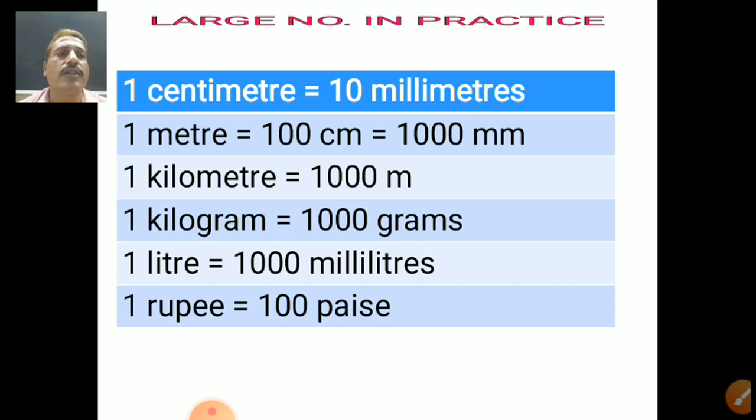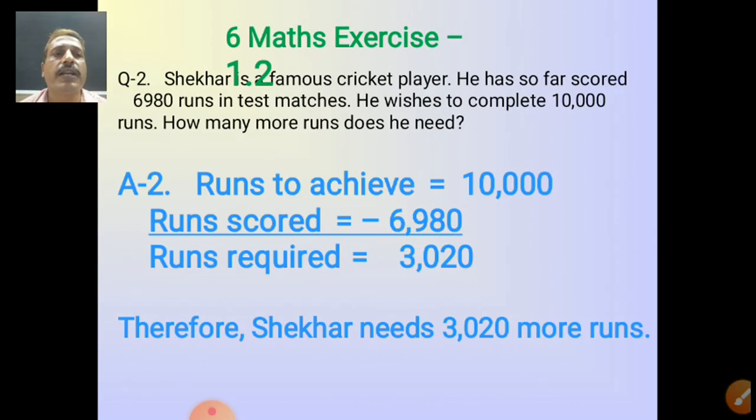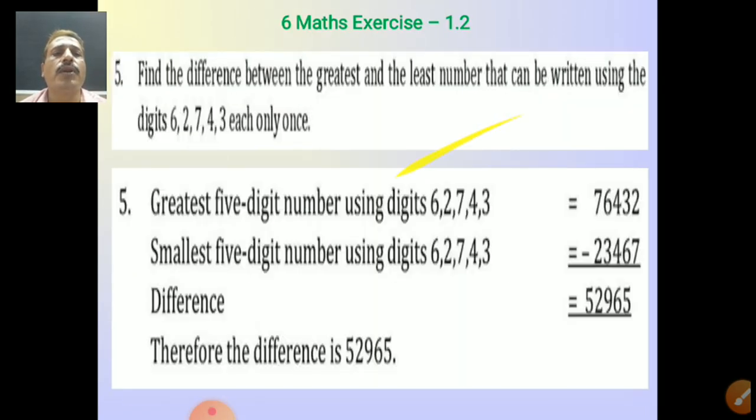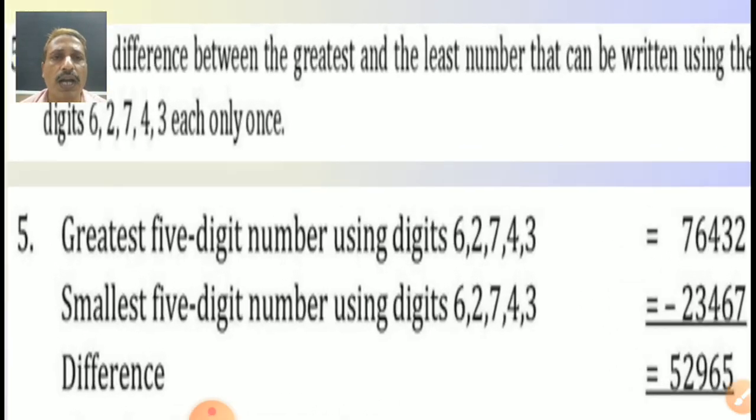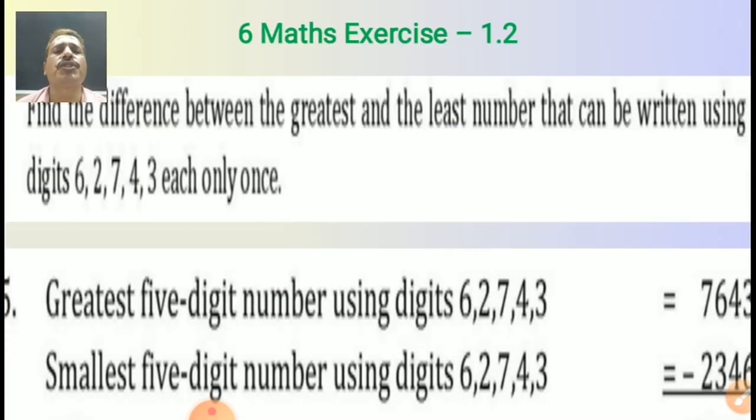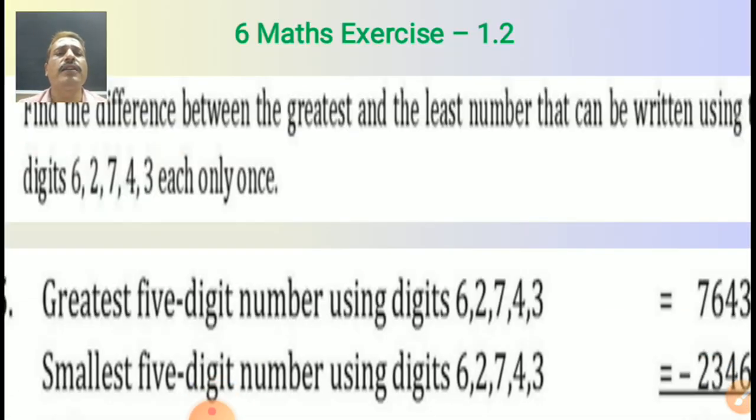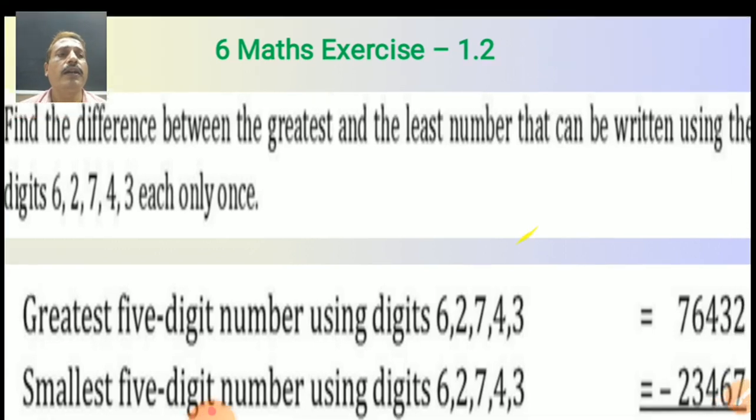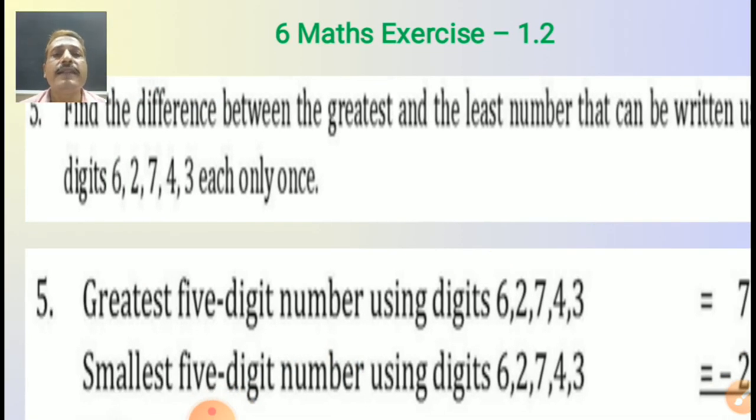Let's start our today's session. We already completed up to question number 4. Now here is your question number 5. Students, look at the question. Find the difference between the greatest and the least number that can be written using the digits 6, 2, 7, 4, 3, each only once.